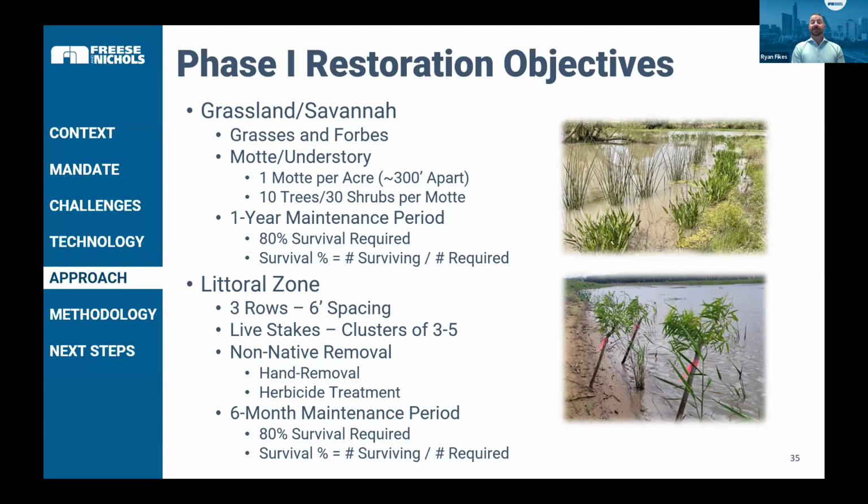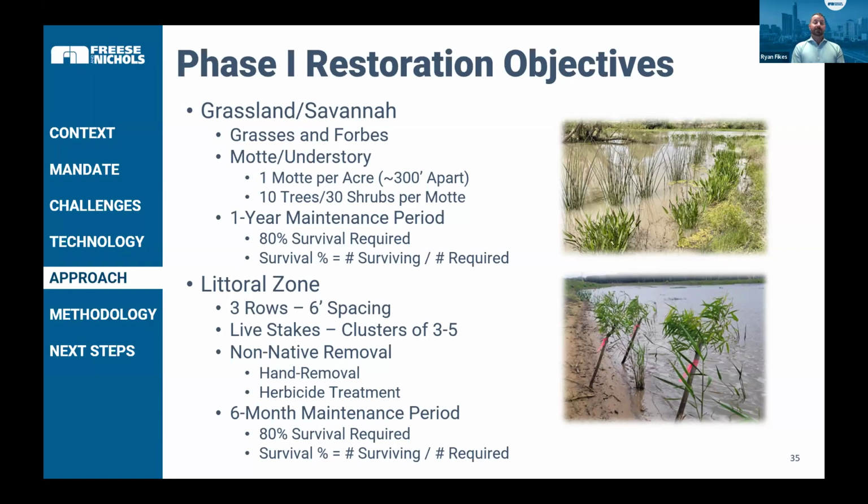And so the number of surviving over the number of required is what was used to determine the percent survival, giving us some flexibility as we did overplanting seasonally. And we did this both in the upland and also in the littoral zones.